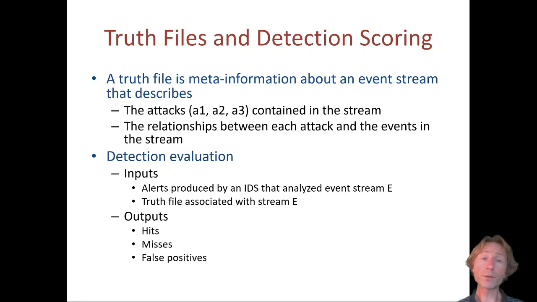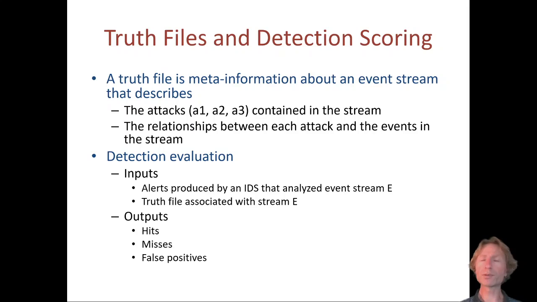So especially for intrusion detection systems that work on anomaly based methods, it's very important that we can train with some data that ideally we know the details of. So we know what kind of events are in there and which parts are attacks. Okay, so a truth file is meta information about an event stream. It describes the attacks which are in the system and the relationship between these attacks and the events in the stream. This is not always easy to generate.